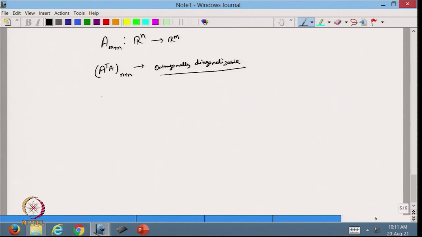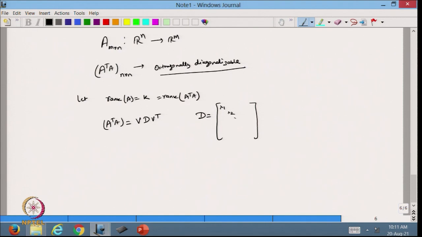That I know. Now, let the rank of matrix A be k, and I know that this is equal to the rank of matrix A transpose A. So in this case, the matrix A transpose A can be written as V D V transpose, where V is an orthogonal matrix. D is the diagonal matrix which contains all the eigenvalues. So I take the eigenvalues lambda 1, lambda 2 up to lambda k, and then it will have 0 eigenvalues, because its rank is k. So I can have k non-zero eigenvalues and all other eigenvalues will be 0.